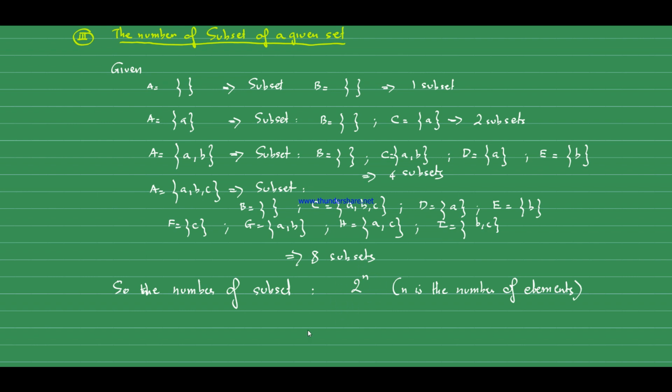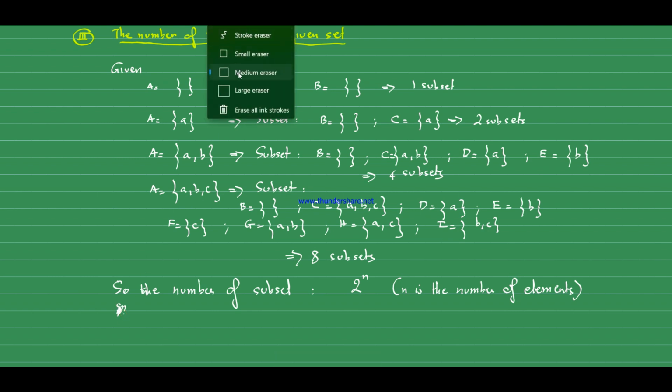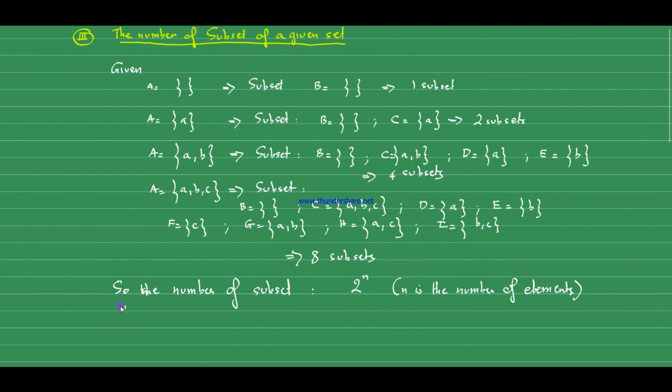Now, what if I'm given a set and instead of finding the number of subsets, they want you to find the number of proper subsets? So from here we can also find the number of proper subsets. And a proper subset is a subset that does not have the same elements, right?